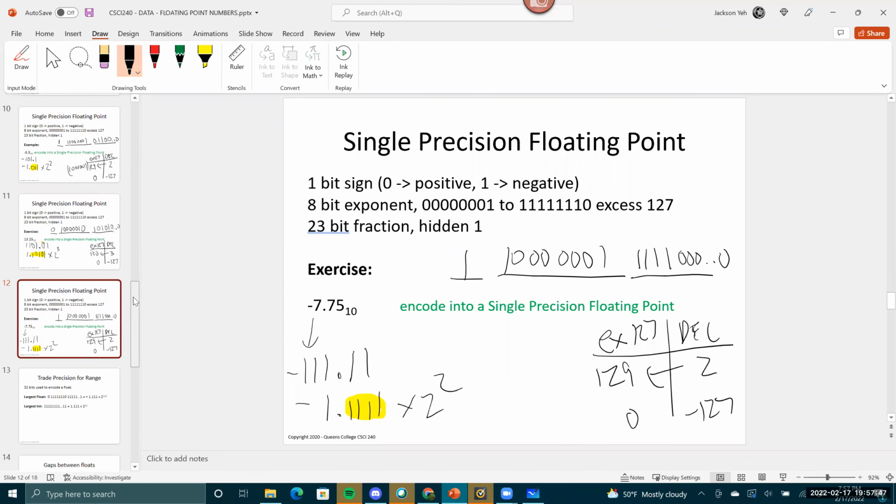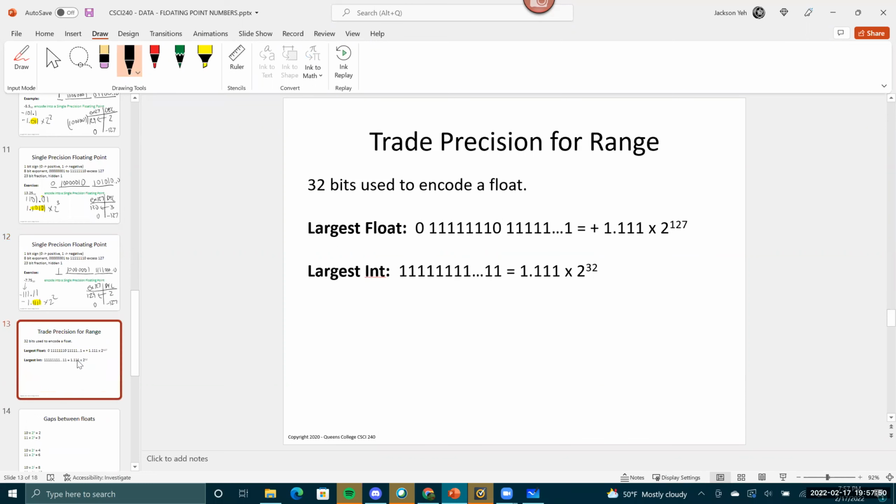Now let's talk about range and precision. So let's talk about what range is. Range means the smallest value to the largest value. So if we had exactly 32 bits, a float is 32 bits. And the largest float you can represent is written here, right? Write out positive, and then this is the largest exponent that you can have, and this is the largest fraction. So that is equal to positive 1.11 times 2 to the 127.